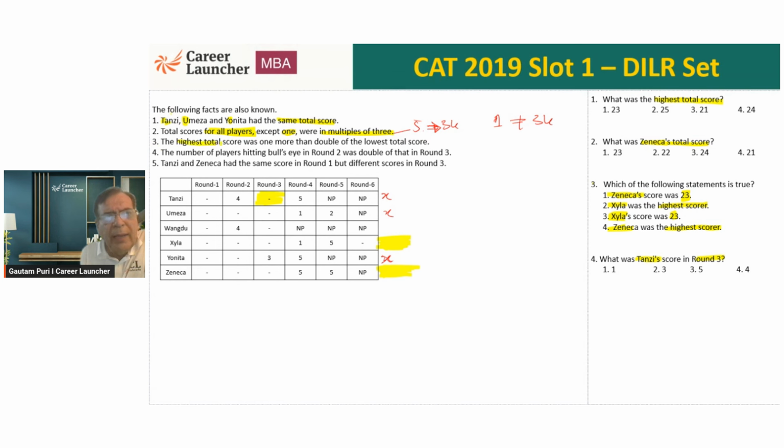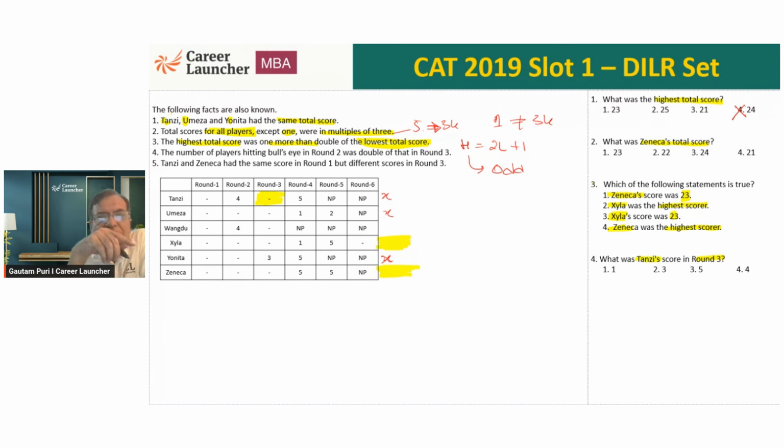Third statement. Highest total score was 1 more than double of the lowest total score. Highest is equal to twice of lowest plus 1. क्या मतलब हुआ? What does this mean? Remember question 1 क्या था? Highest total score. This means highest total score has to be odd. That means question 1, one choice I have eliminated. Okay. So please remember, this is telling me something.